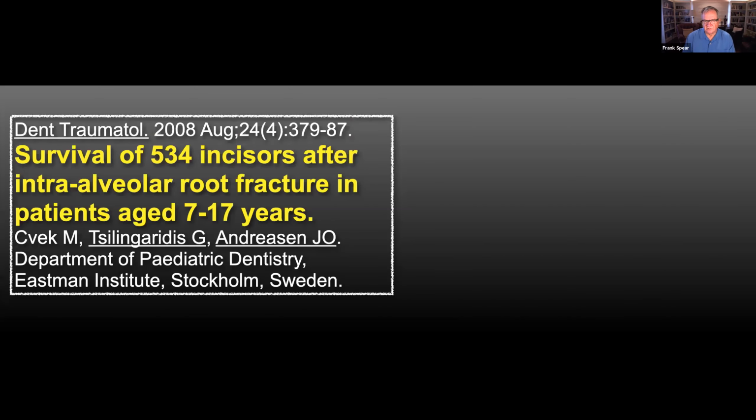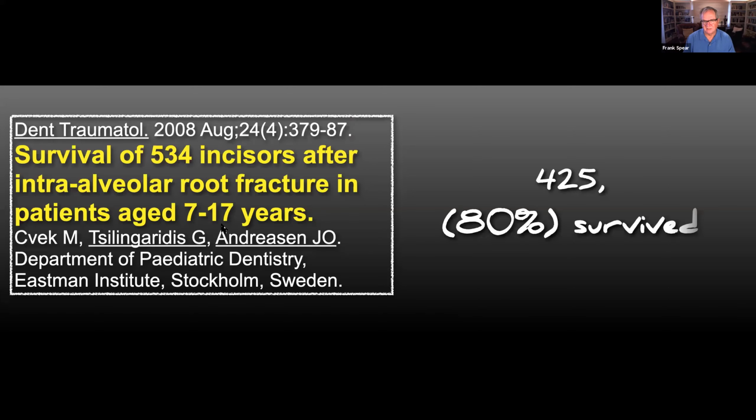So what's the literature say? Jens Andreassen's really the father of modern trauma in dentistry. They followed 534 incisors in 7 to 17-year-olds following horizontal root fractures. They followed them for 10 years. So 80% of those 534, 425 incisors, survived those 10 years. That doesn't mean they suddenly then failed. They just stopped the study at 10 years.